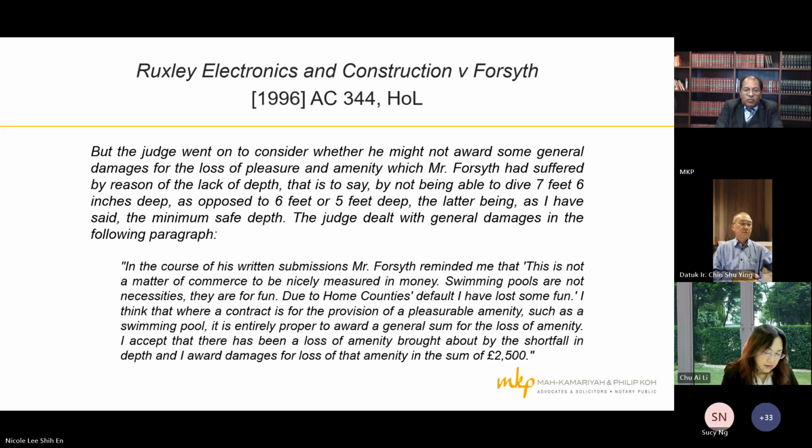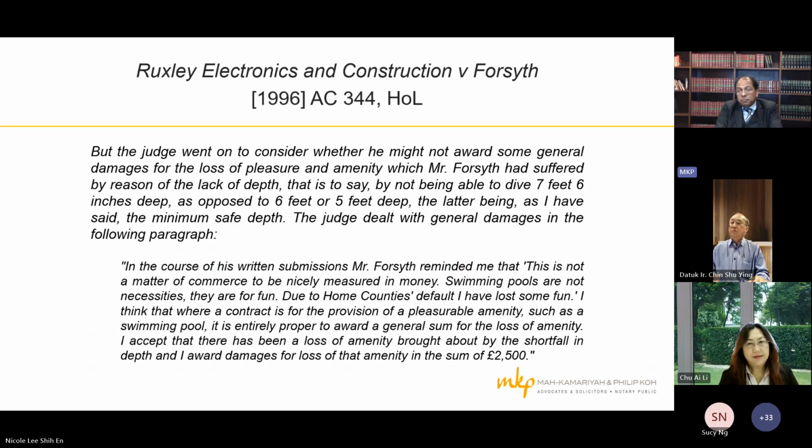So let me just read out the quotation from the bottom bit, because I think that sums it up. And this is what the judge in the High Court said. In the course of his written submissions, Mr. Forsyth reminded me that, quote, this is not a matter of commerce to be nicely measured in money. Swimming pools are not necessities. They are for fun. Due to Home County's default, I have lost some fun.